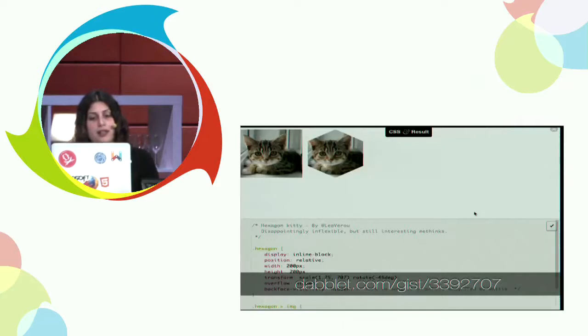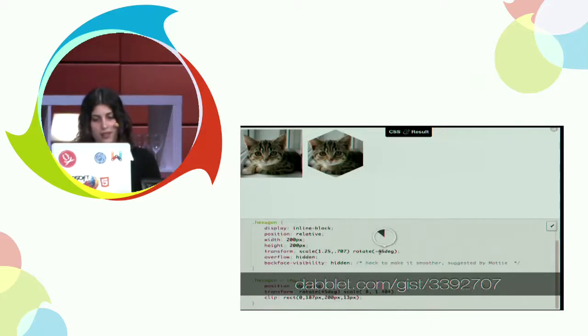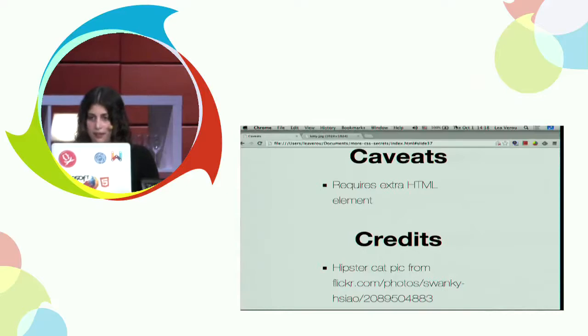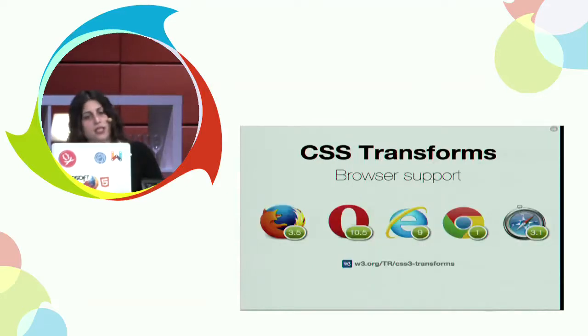I've also used the same technique to crop a kitty in a hexagon shape. I've shown you how to do it in diamond shapes and octagon shapes, but hexagons are actually pretty tricky. If you see the transforms required, they're a bit more difficult to come up with. And obviously the caveat is that it requires an extra HTML element. It's not too important, but it's still kind of annoying. CSS transforms have pretty decent browser support. Even IE9 supports them, or Safari 3.1. Basically, if you don't mind about IE8, every browser supports them.